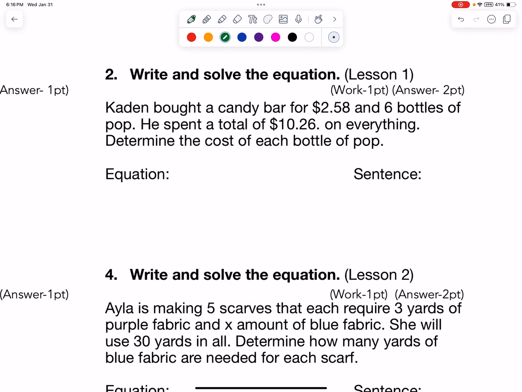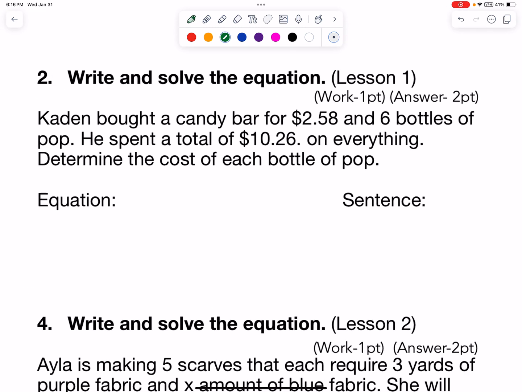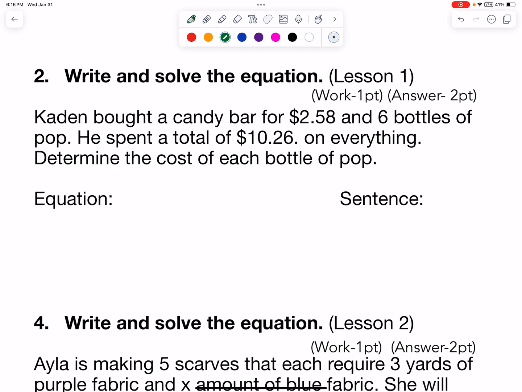Okay. On the right side for this problem, it's going to be a similar equation. Okay, let's look at these hints. Caden bought a candy bar for $2.58 and 6 bottles of pop. We just don't know how much the bottles of pop are. He spent a total of that much. So I know that my equation is going to equal $10.26. Okay, because that's a pretty typical pattern there. And then we have this expression on the left side of 2.58 plus 6 bottles of pop. I could do P for that. Okay, for price of pop or whatever.